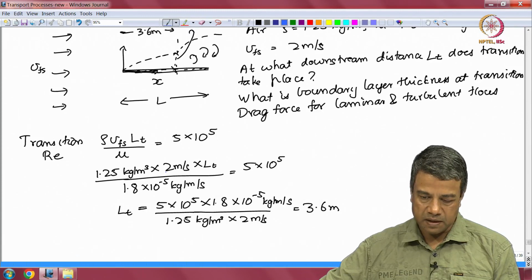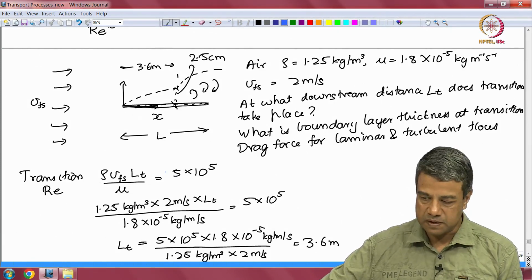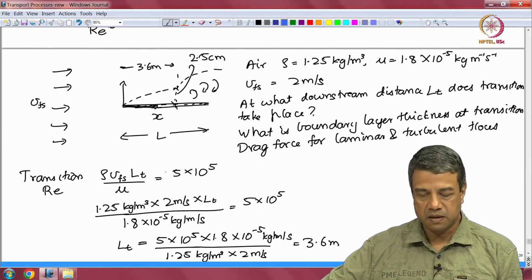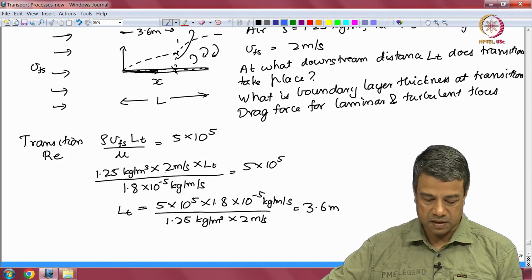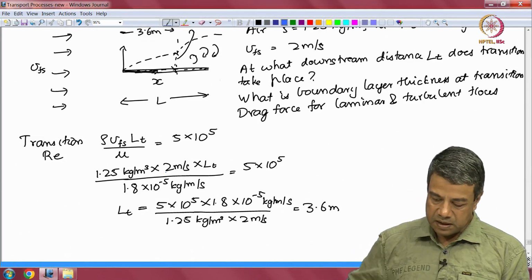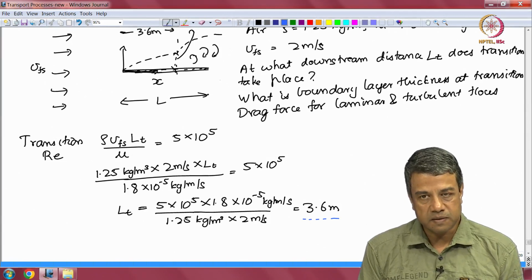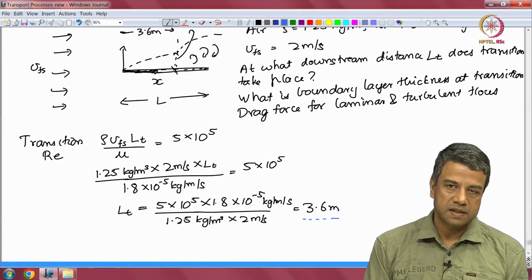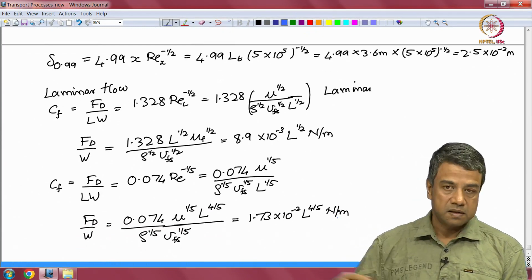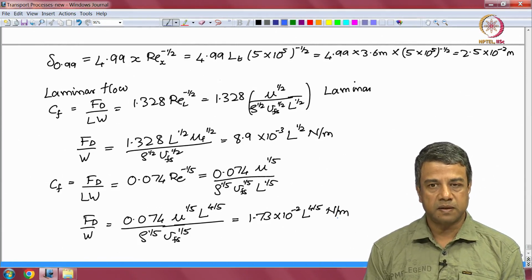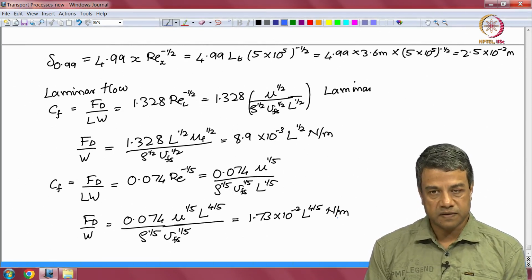Based upon that, we had considered a concrete example of the flow of air past a flat plate, density 1.25 kg per meter cubed, viscosity 1.8 into 10 power minus 5 kg per meter per second. Free stream velocity is 2 meters per second. And we had calculated the downstream distance at which transition takes place, that is, the Reynolds number is 5 into 10 power 5. That came out to 3.6 meters for a free stream velocity of 2 meters a second. If your plate is 3.6 meters or larger, it will go to a turbulent flow. If it is less than that, it will be a laminar flow. The boundary layer thickness at this location turned out to be 2.5 centimeters.